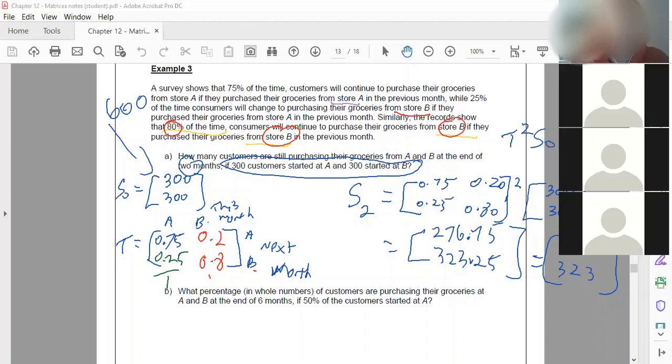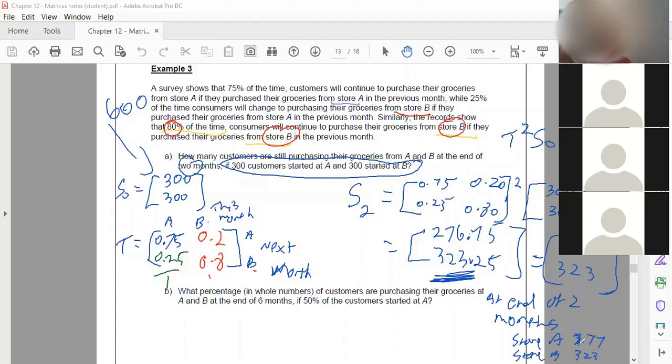So now I can say at the end of 2 months, and remember, write this down and then round off. 2 months, store A will have 277 customers, store B will have 323 customers. Okay, any questions on that one? Let me clear this one.